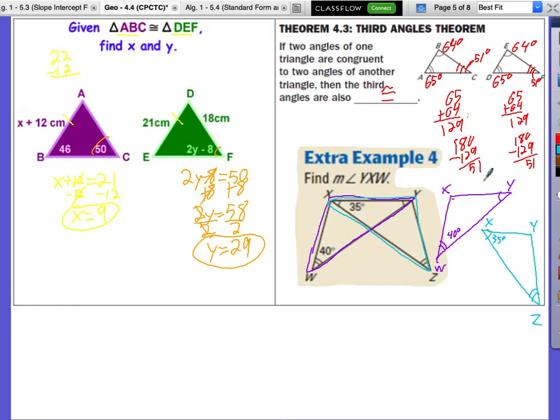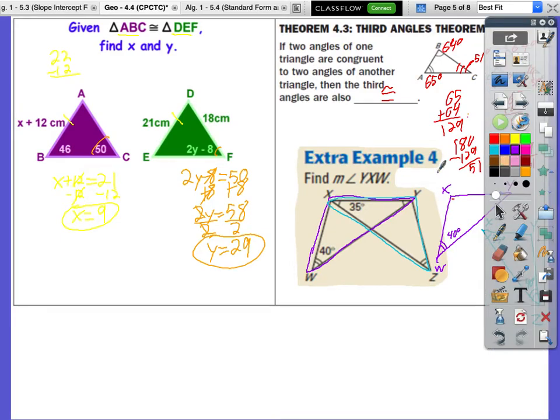Levi: Well, you know Z is 40 because it's congruent to W. Okay, Z and W are congruent. They both have two arcs, so it's also 40. Okay, that's something we know. And Y on the purple triangle is 35. Okay, how do you know this one's 35?